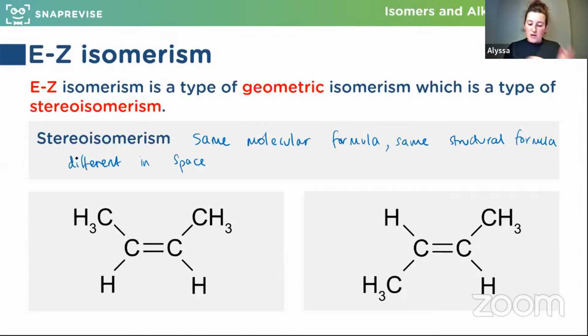Good. So which is which then? Which of these is an E isomer? Which of these is a Z isomer? And how do we tell?